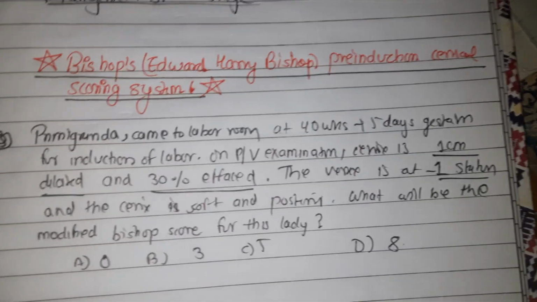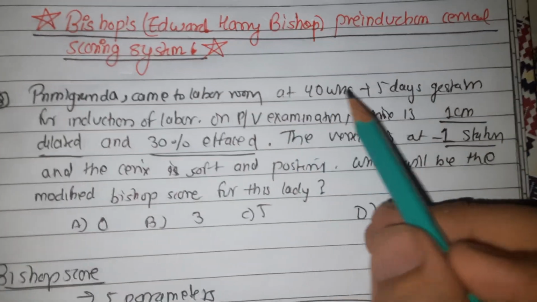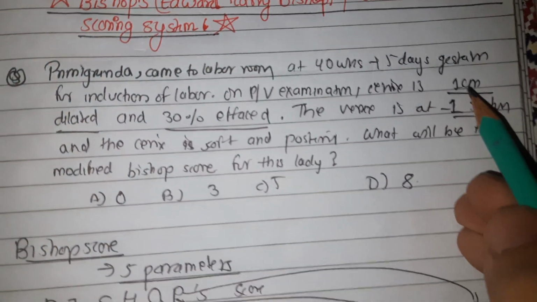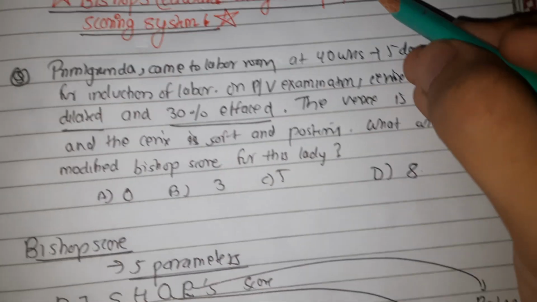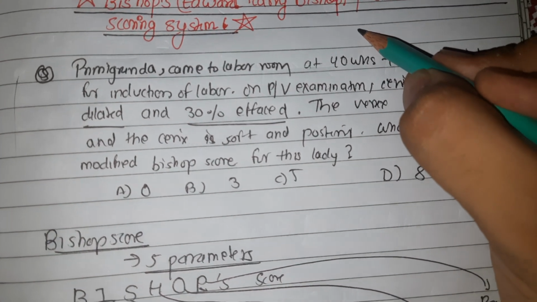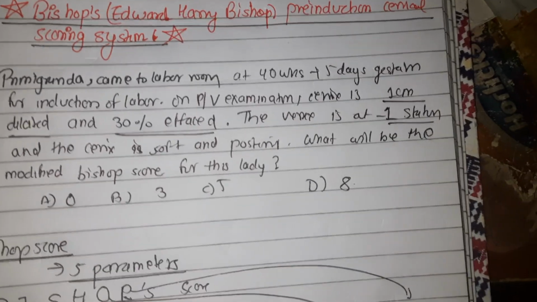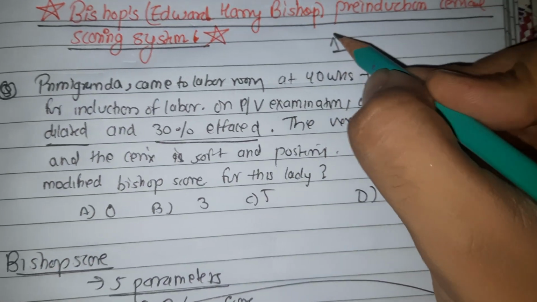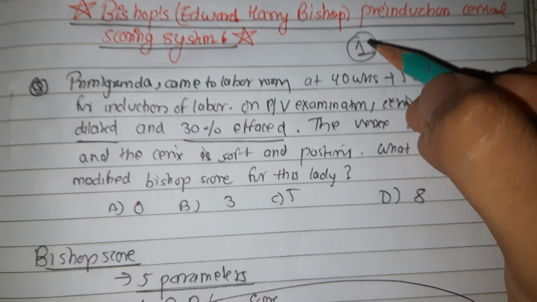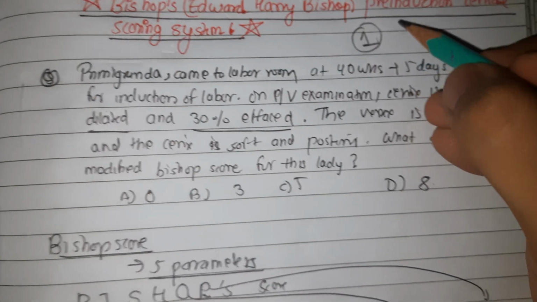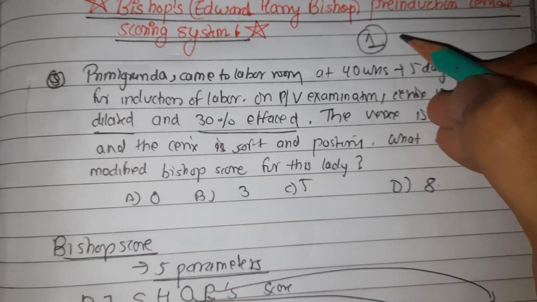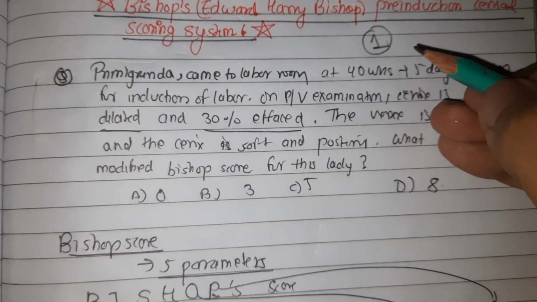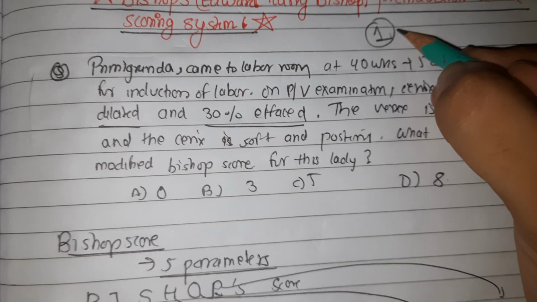So let's calculate. The primigravida came to labor at 40 plus 5, this is not necessary for the Bishop score. For induction of labor, on PV exam, the cervix is 1 centimeter dilated, which means the Bishop score is 1. If the cervix is totally not dilated, then that is 0. If it is dilated 3 to 4, then it is Bishop score 2. And if it is dilated more than or equal to 5, then that is Bishop score 3. So 1 to 2 is included in Bishop score 1.